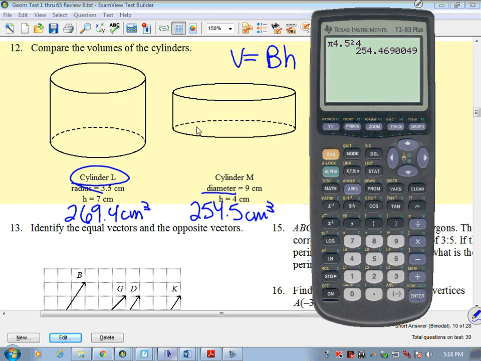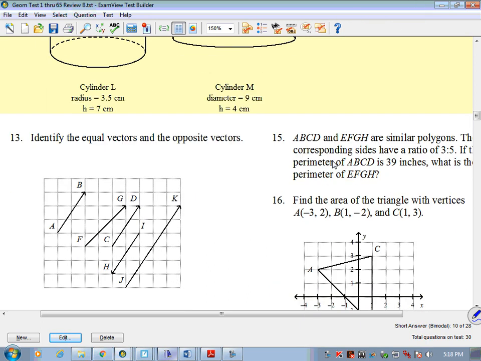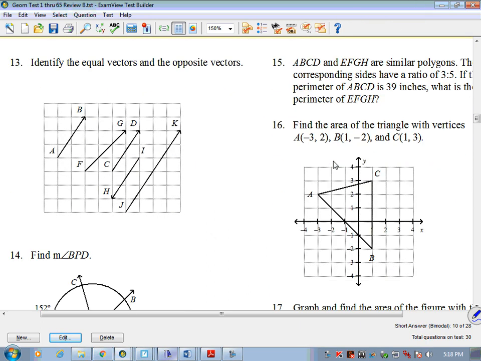Okay, so as I'm doing this, I'm taking what I've put in my calculator and I'm showing that in formula form more than what I'm just showing you here. I'm showing you how to use your calculator, but you need to show me that work in your box sheet. Okay, 13, find equal vectors.